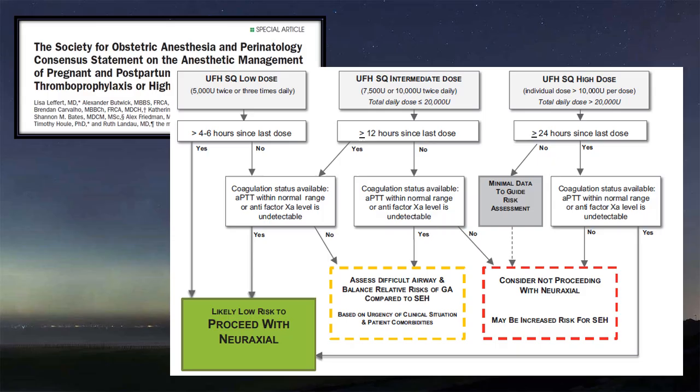After going through this thought process, we will think about whether it is likely low risk to proceed with neuraxial anesthesia, including labor epidural or spinal anesthesia, or consider not proceeding with neuraxial. With a high dose, less than 24 hours since the last dose, and no coagulation status to guide on the risk of spinal epidural hematoma, it may be wise not to proceed with neuraxial anesthesia and to have a plan for general anesthesia.